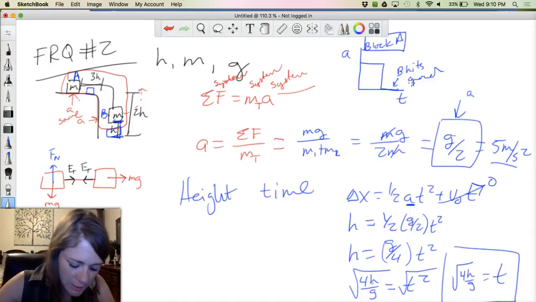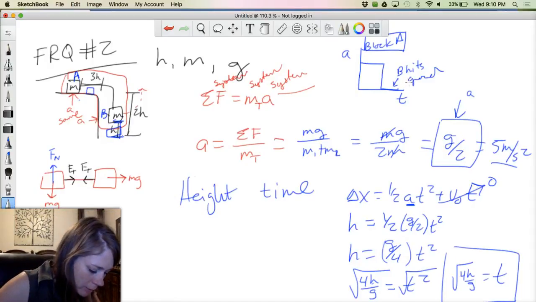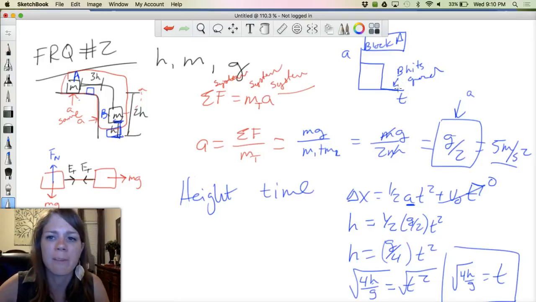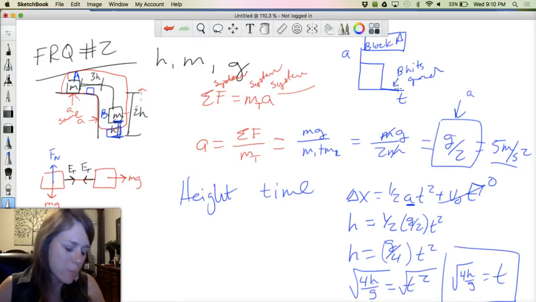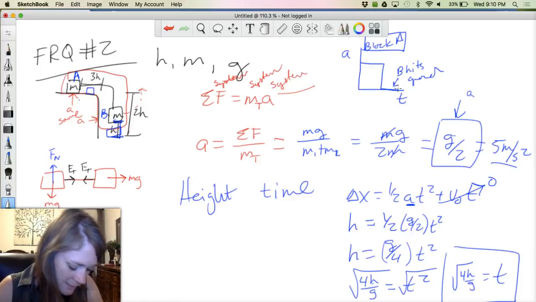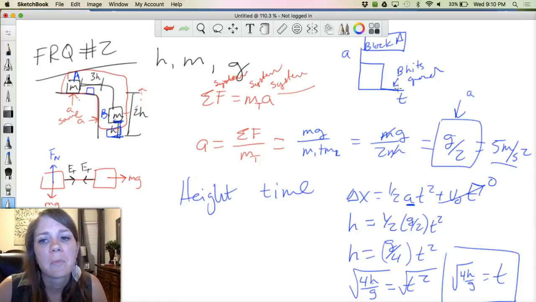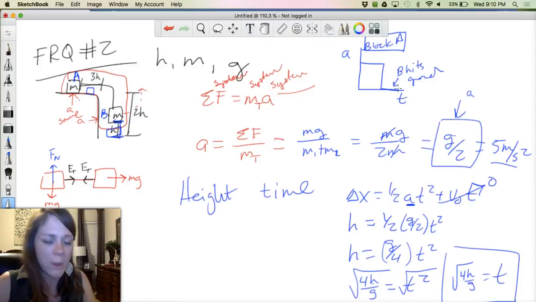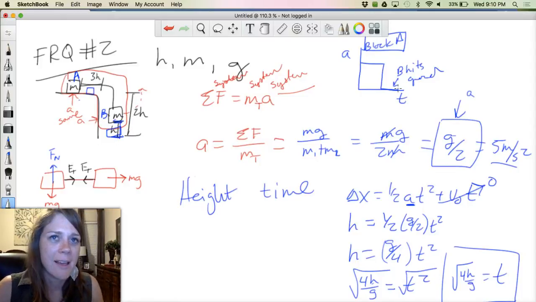Determine the distance between the landing points of the two blocks. This is more kinematics, and you have to combine a couple of equations. But if you want to see how to do that, just look at the key. It's there. It's a little more in depth and a review of what we did in our last unit.